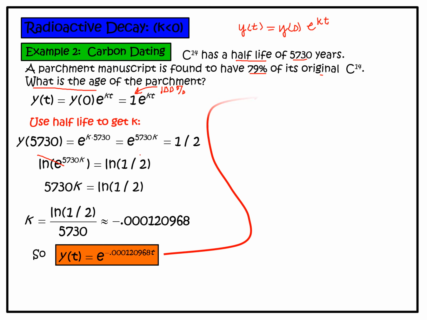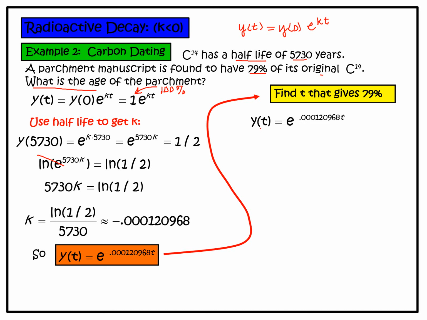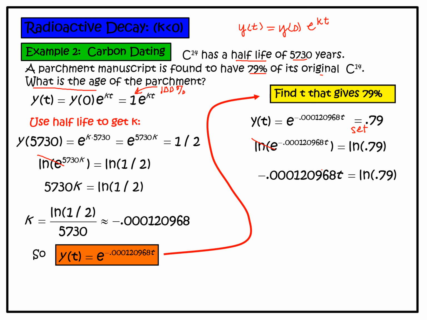So now what? Well, we want to find the time, t, that gives 79% of the carbon. We know the time that gives 1/2. That's 5,730 years. So it's not that old. So how do we do that? Well, we're going to take our updated equation, e to the negative 0.000120968t, and we are going to set that equal to 0.79, the 79%, always as a decimal. And now solve this for t. Well, we've done this lots of times before. So undo an exponential with a log. These guys cancel. So we just have our constant times t is ln of 0.79.